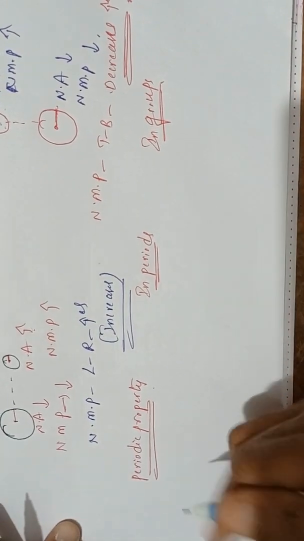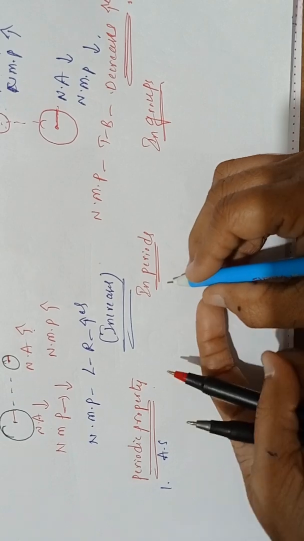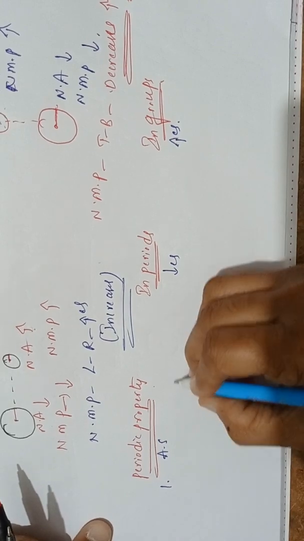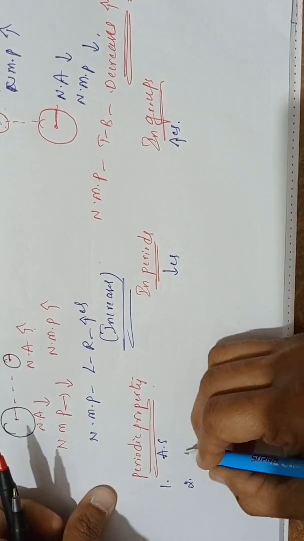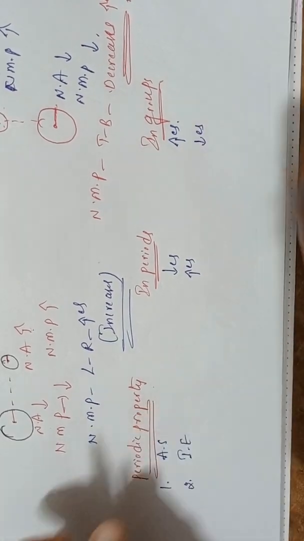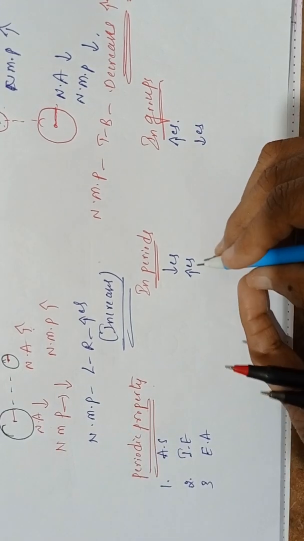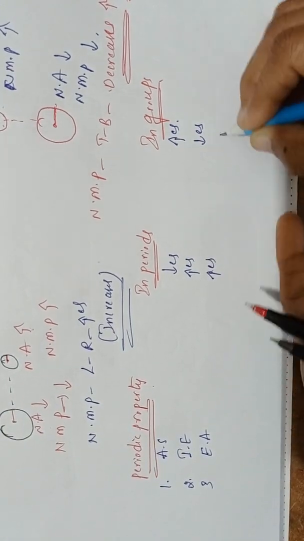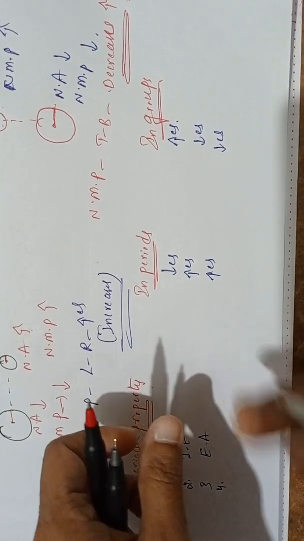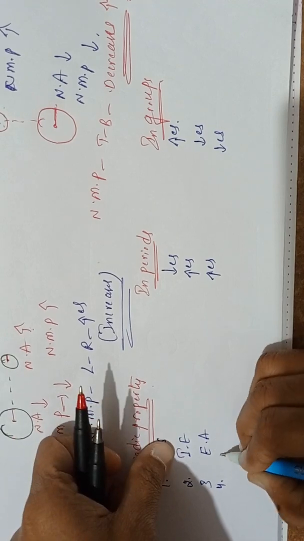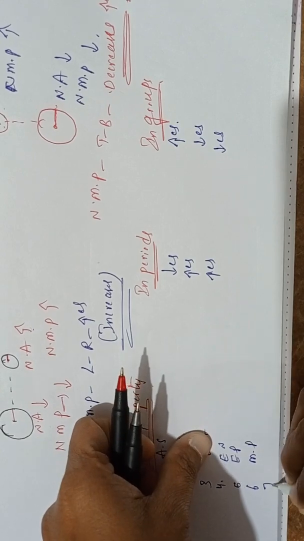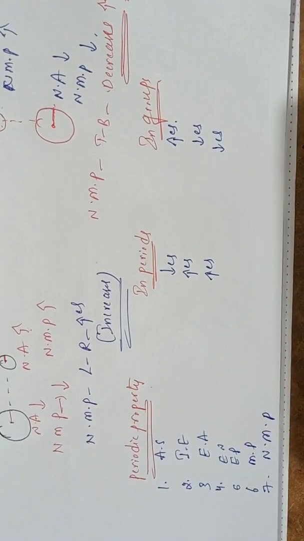First property is atomic size. What about atomic size, students? In periods decreases, in groups increases. Next, second, ionization energy. Ionization energy increases, here decreases. Third one, electron affinity. In periods increases, in groups decreases. Fourth property, electronegativity. Fifth one, electropositivity. Sixth one, metallic property. Seventh one, non-metallic property. Are you clear?